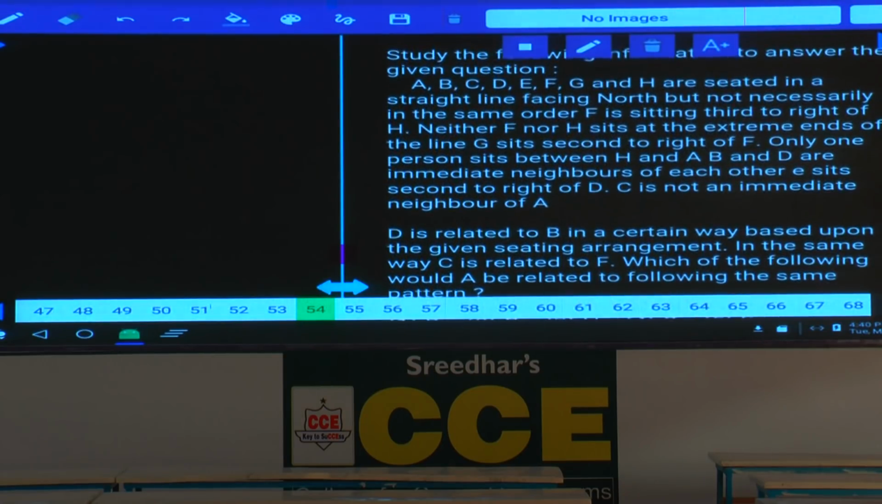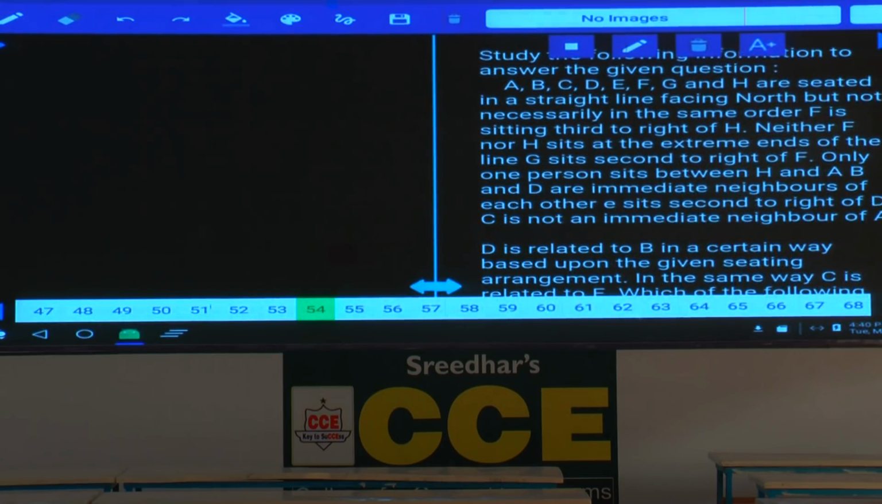Then 54 onwards. Now A, B, C, D, E, F, G and H are seated in a straight line facing north, but not necessarily in the same order. Now clearly specified, all the persons are facing towards north only. 8 persons. F is seated third to the right of H, and neither F nor H sits at any extreme ends of the row. Now this information is given.